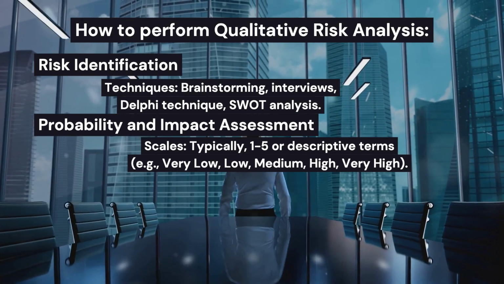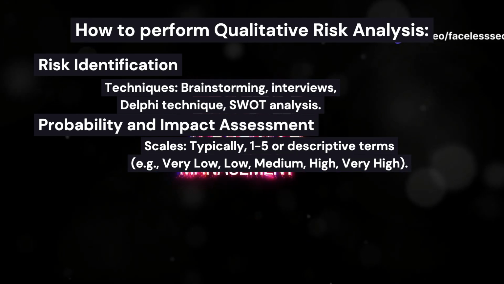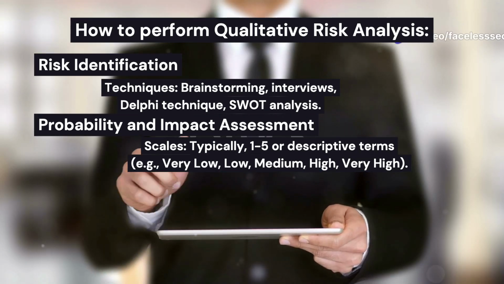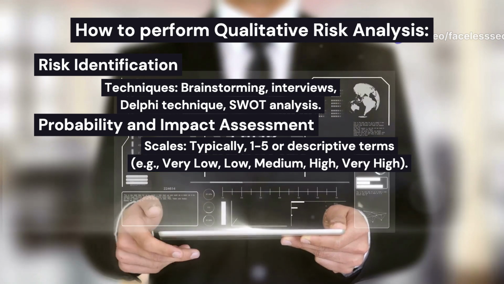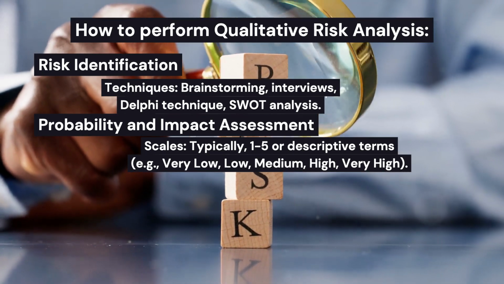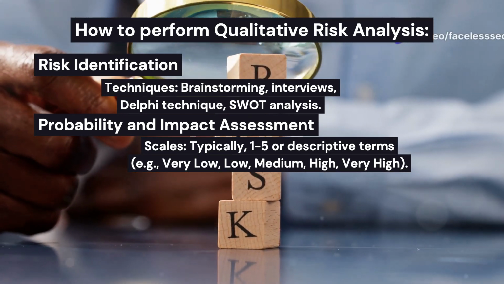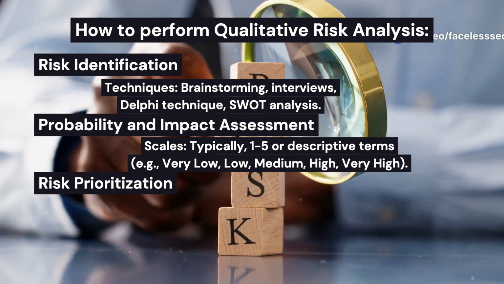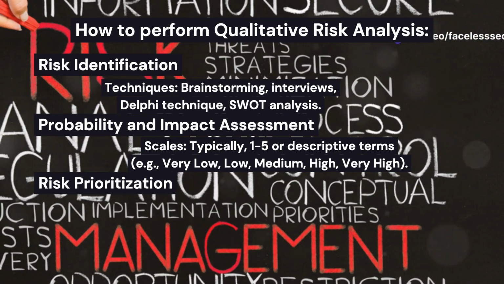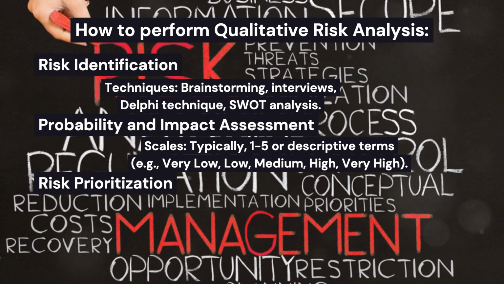Assess the likelihood of each risk occurring and its potential impact on project objectives. Use a consistent scale to ensure comparability, typically 1 to 5 or descriptive terms: very low, low, medium, high, very high. Prioritize the risks by combining the probability and impact assessments. High probability and high impact risks are typically addressed first.